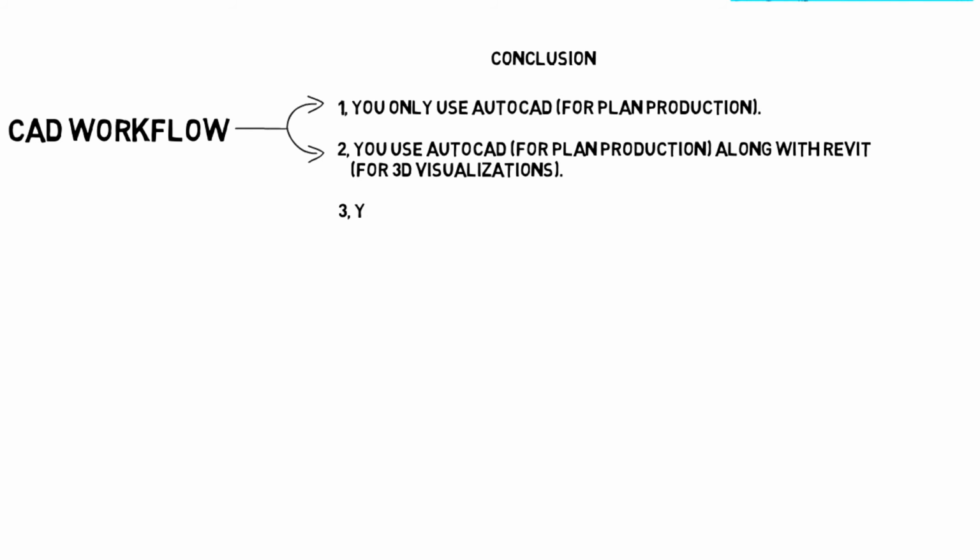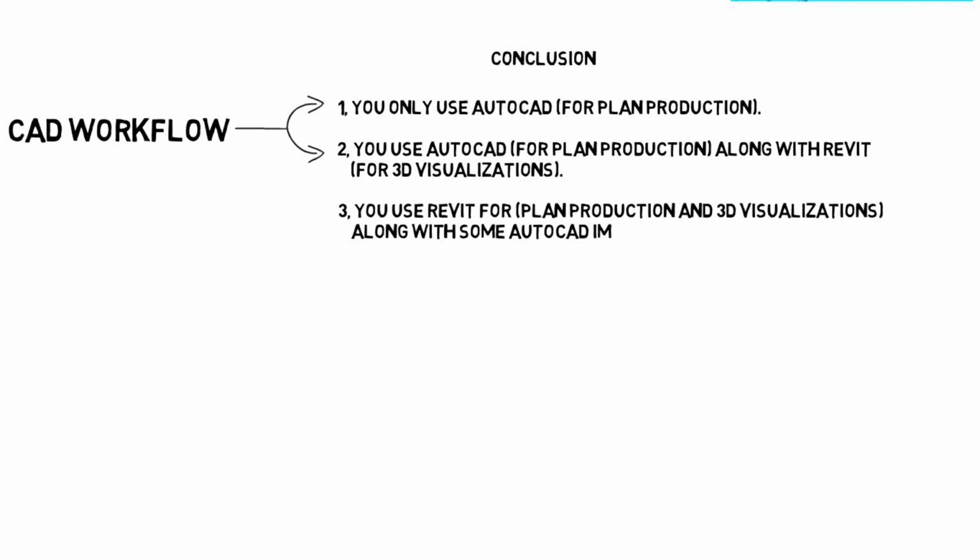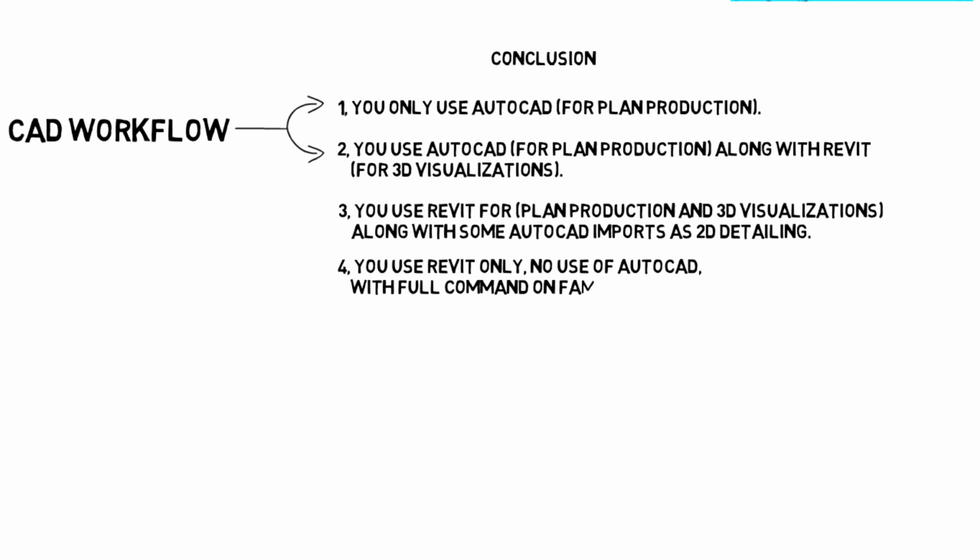The third option is that you use Revit for plan production and 3D visualization, along with some AutoCAD imports as 2D detailing. The fourth option is that you use Revit only, no use of AutoCAD, but you should have full command of Revit family creation. The third and fourth options are of BIM workflow.